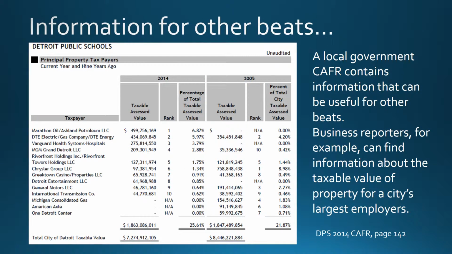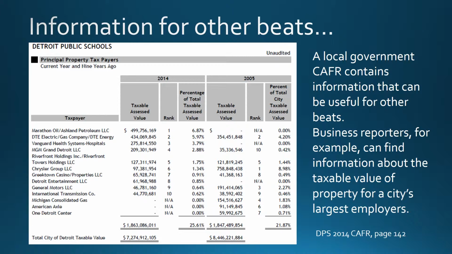There's also information about other beats in the comprehensive annual financial report. Business reporters, for example, can find information about taxable value of a property for the city's largest employers. Sometimes these reports will list who are the biggest property taxpayers because that's a base of their revenue. And here you can see there's interesting data here about Chrysler and General Motors holdings within the city.